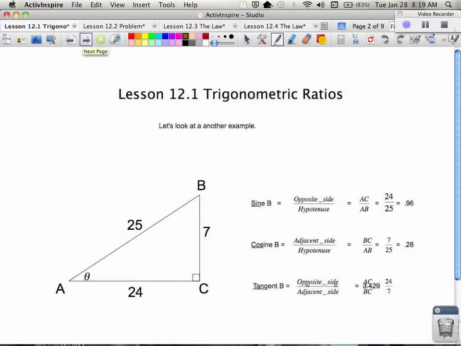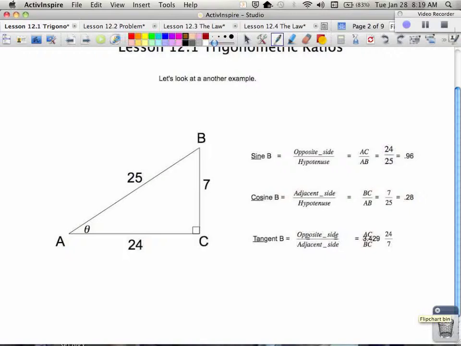Here's another example of trig ratios. Again, remembering that when we're talking about this, we're talking about everything in reference to a given angle. I noticed here that we're now talking about angle B. So now we have to switch our reference. So now here's angle B highlighted. And now, as I look from angle B to the sides, I have to change the way I'm thinking about what is opposite, adjacent, and hypotenuse.